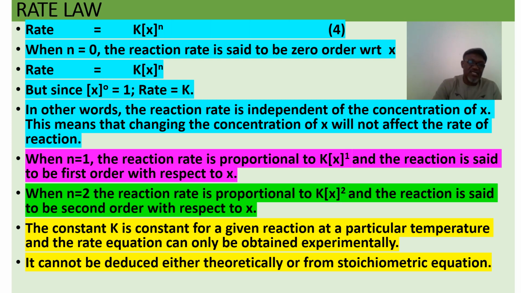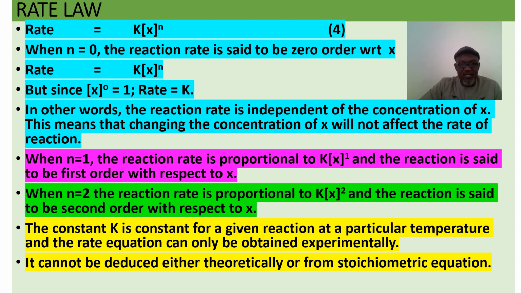So that automatically means that for zero order reactions, the rate is equal to the rate constant. In other words, the reaction rate is independent of the concentration of X. This means that changing the concentration of X will not affect the rate of reaction. Remember when we were talking about factors that affect the rate of reaction? I said that we're dealing with a general case, because when we talk about the order of reaction, the way concentration affects rate of reaction will depend on the order of the reaction.